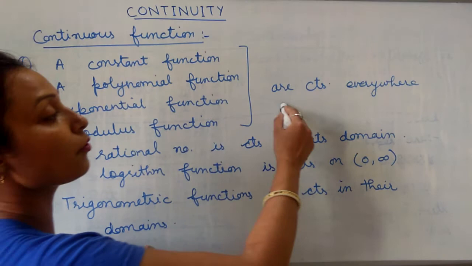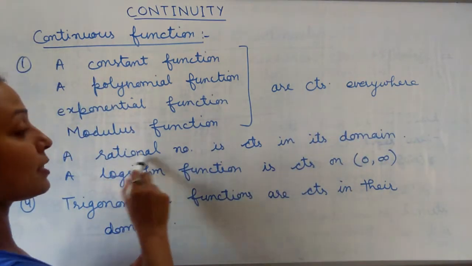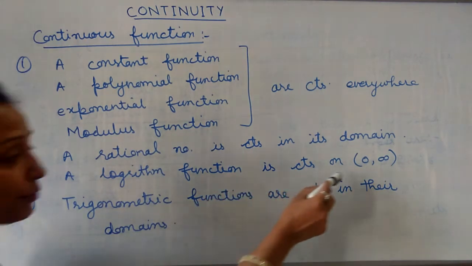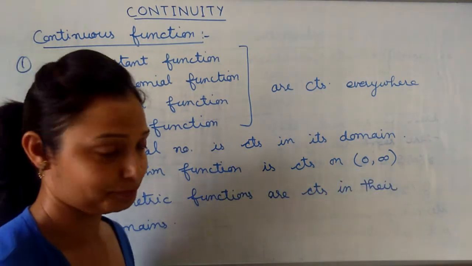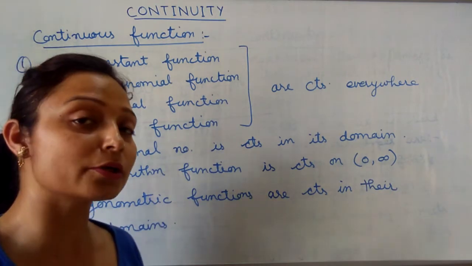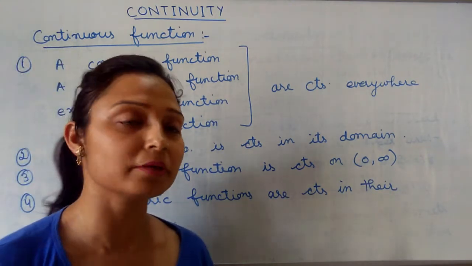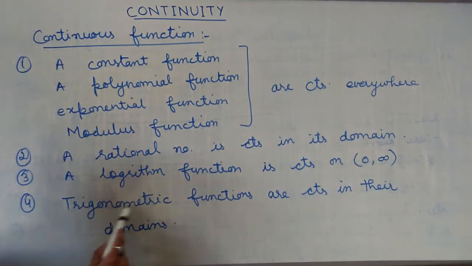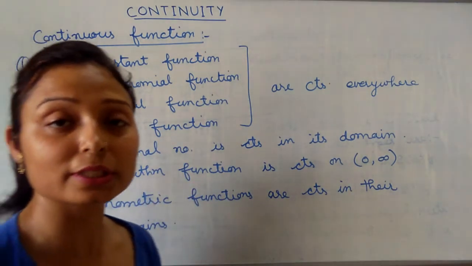These four functions are continuous everywhere. Rational function is continuous in its domain. Logarithm function is continuous only in this open interval, only for positive values 0 to infinity, not including 0 and not including infinity. Between 0 and infinity it is continuous. Trigonometric function is also continuous in its domain.